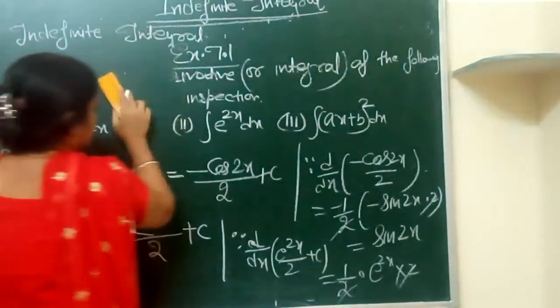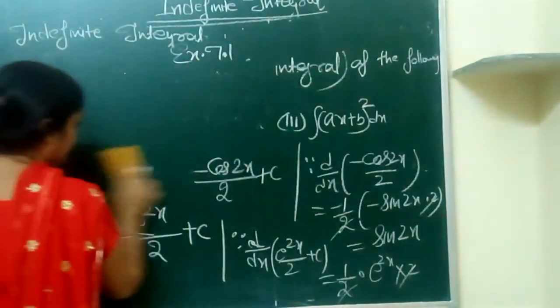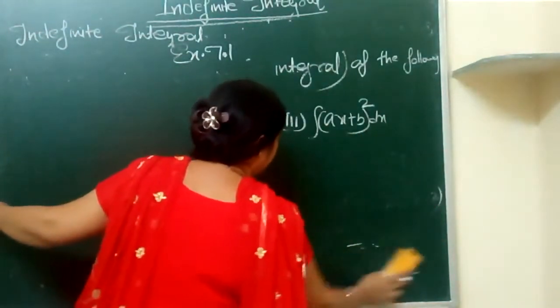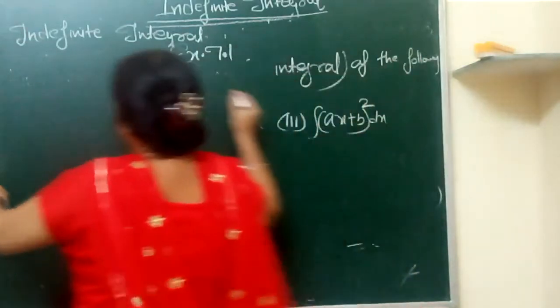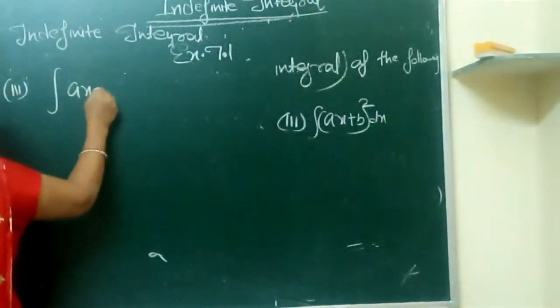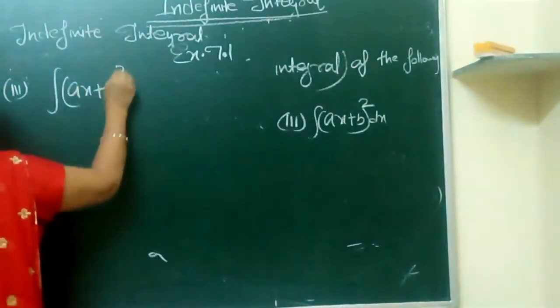Now we will solve question number 3rd. What is question number 3rd? It is integration of ax plus b whole square dx.